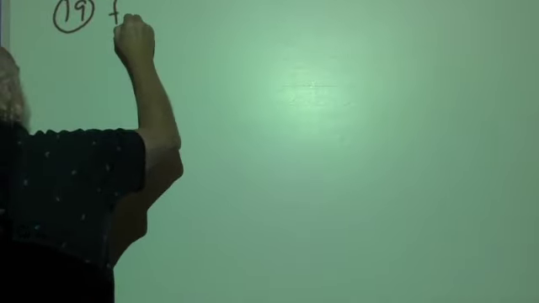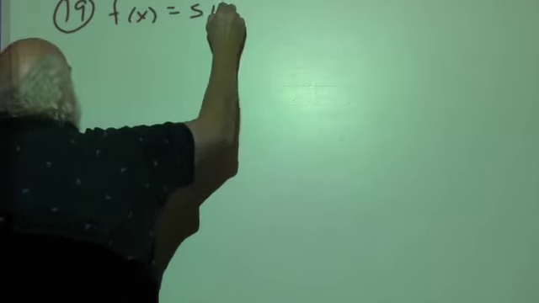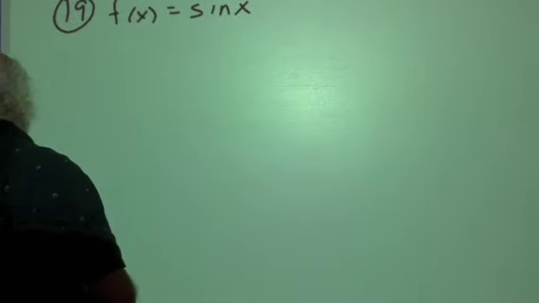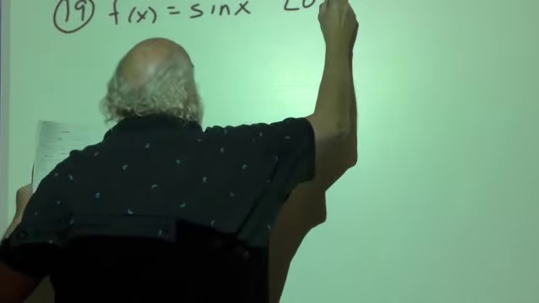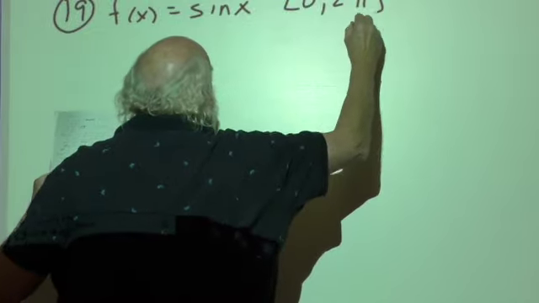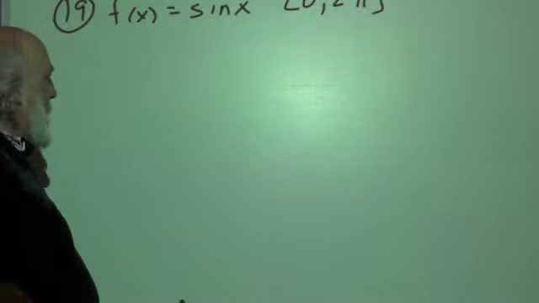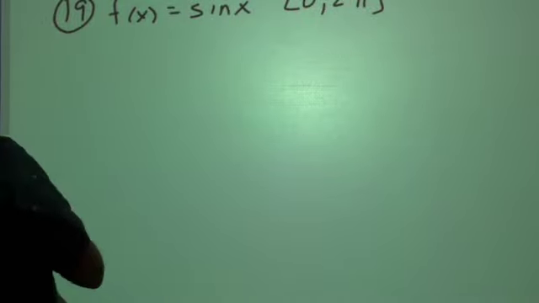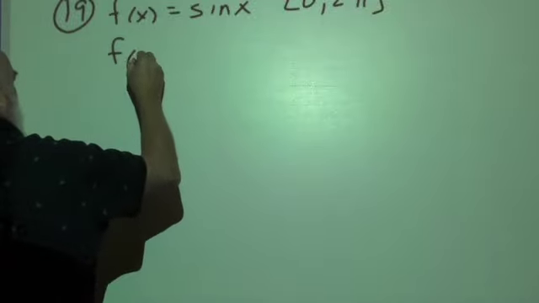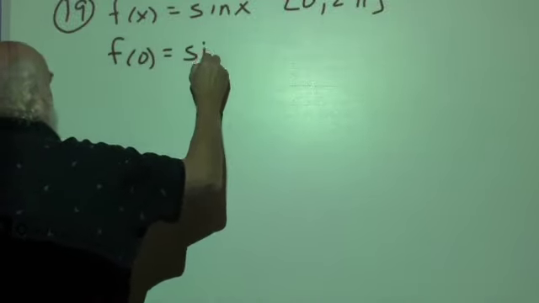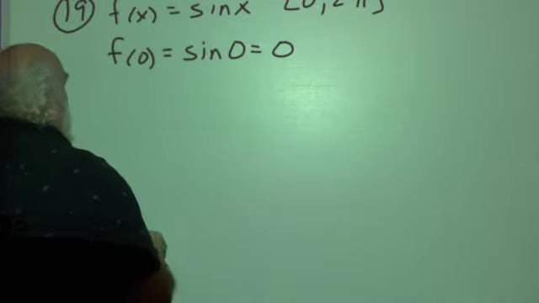Alright? Last one I want to do for you, I want to do a trigonometric one. Show you how easy this is. Number 19. f of x equals sine of x. And the interval here is 0 and 2 pi. So first of all, we know that this is a sine curve, like that, all the way across. So we know it's continuous. We have to find out what f of 0 is. That equals the sine of 0, which is 0.